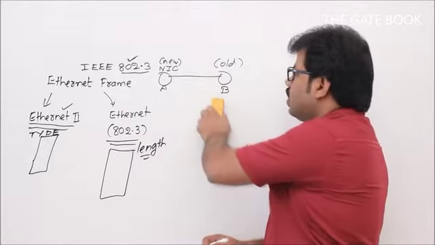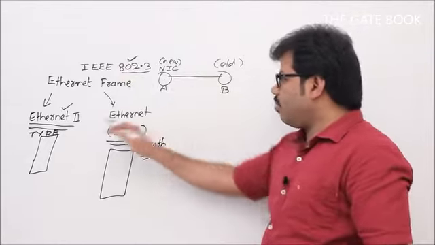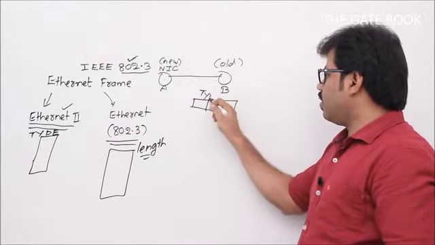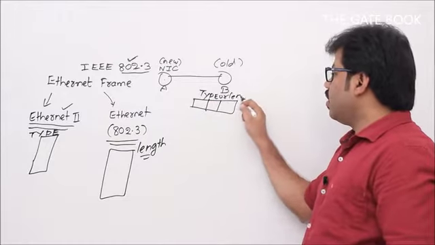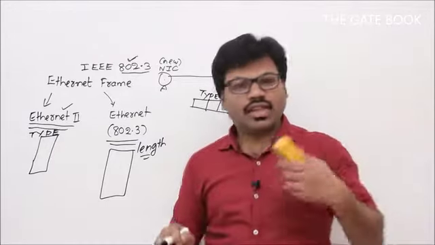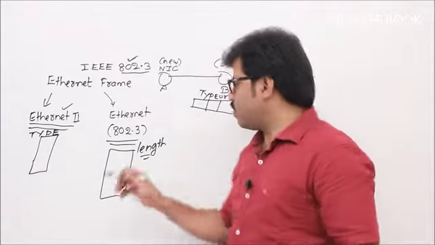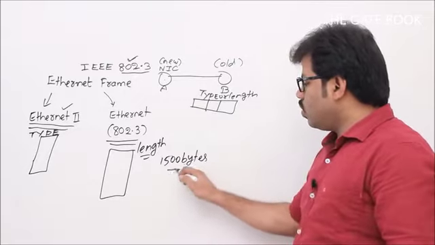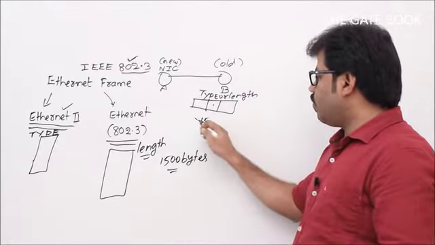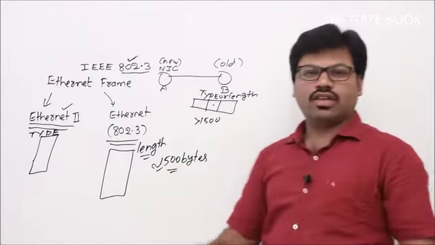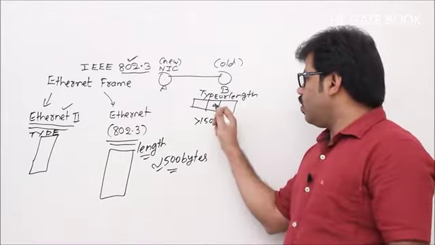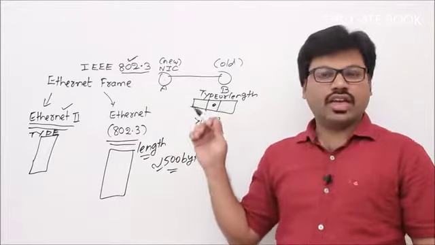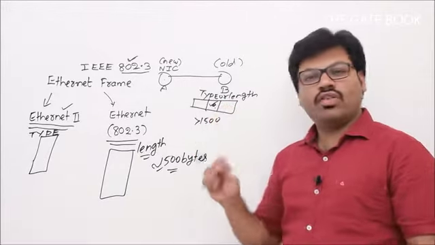That's why the standard says that whenever a frame comes, first of all, the type or length field will be checked. We know that the maximum Ethernet frame size, that means the data unit size, is 1500 bytes, correct? Remember it, 1500 bytes. Try to understand the logic: if this value is more than 1500, then definitely that is not length, it should be type. In that way, we can easily detect whether it is an old frame or a new frame.